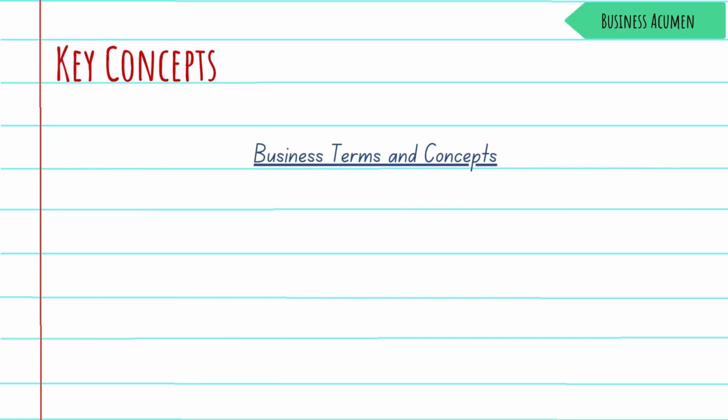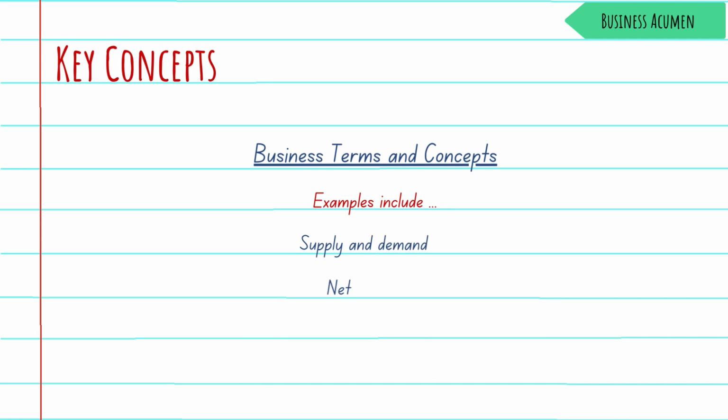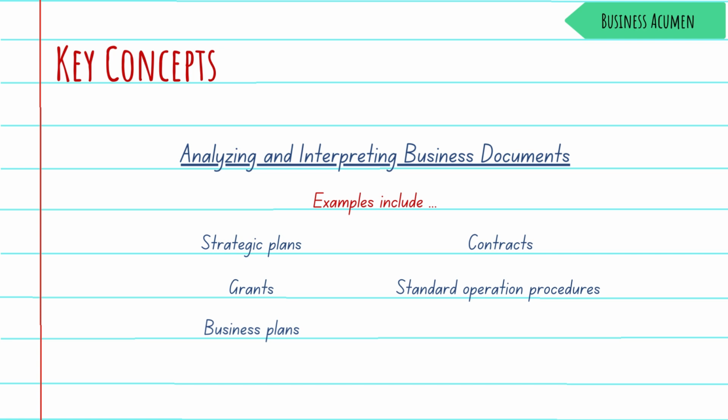One key aspect of business acumen is business terms and concepts, which include competitive advantage, profit and loss, revenue, financial projections, quality, service level agreements, strategic plans, fixed and variable costs, supply and demand, net income, and key performance indicators. Examples of analyzing and interpreting business documents include strategic planning, contracts, grants, standard operation procedures, business plans, organizational charts, and business continuity plans.